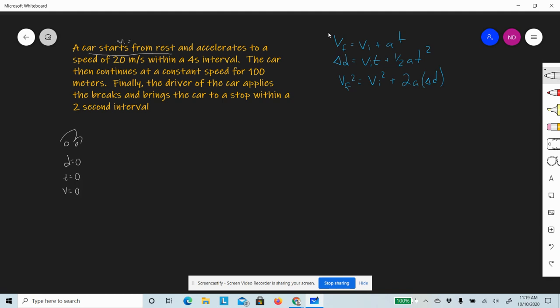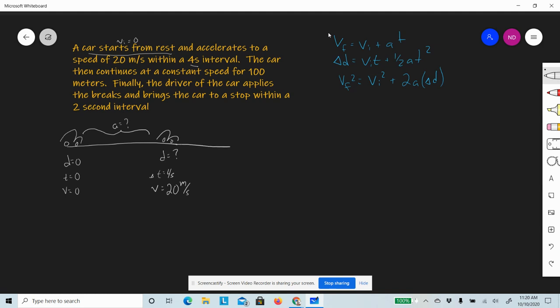So Vi equals 0. The car is going to go a long way, and at some point it's going to get to here. When the car gets here, we don't know what the position is. We know it took 4 seconds. This change in time is 4 seconds, and it gets to a speed of 20 meters per second. We do not know what the car's acceleration during that part was or the distance it traveled.